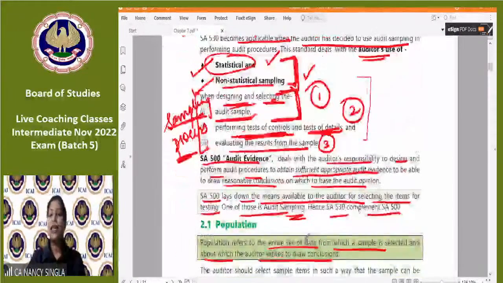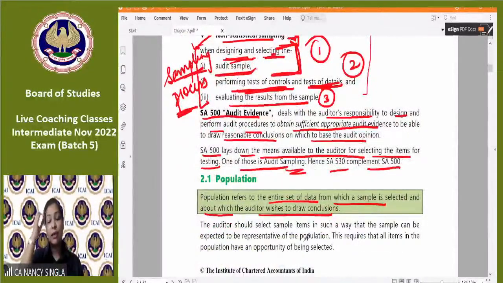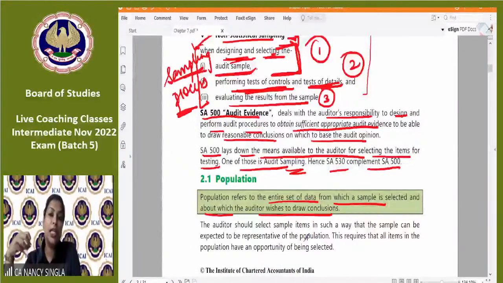Okay. When we discussed the scope of SA 530, we saw that applying audit sampling is not mandatory. It is a matter of professional judgment of the auditor. And if the auditor applies audit sampling when conducting the audit of an organization, the scope of SA 530 extends to statistical sampling as well as non-statistical, whereby it covers the entire process of sampling, that is designing and selecting the audit sample, performing test of control and test of details, and evaluating the results from the sample. Then I told you that SA 500 specifies the means of selecting the items for testing. There are 3 means specified by SA 500, which are selecting all the items, selecting specific items, and the third one is audit sampling, the details of which are given in SA 530 Audit Sampling. So that is why we say that SA 530 complements SA 500.